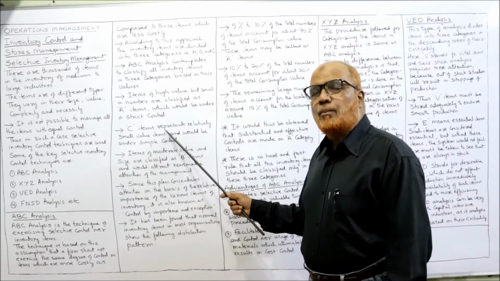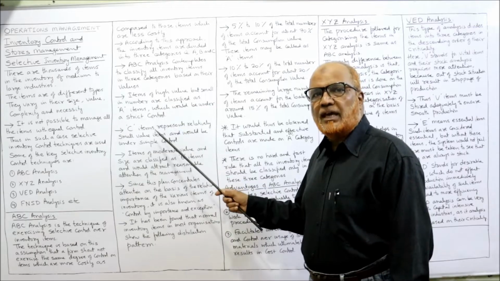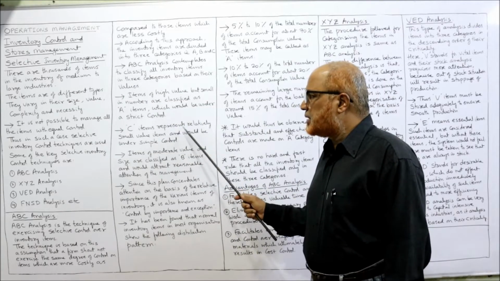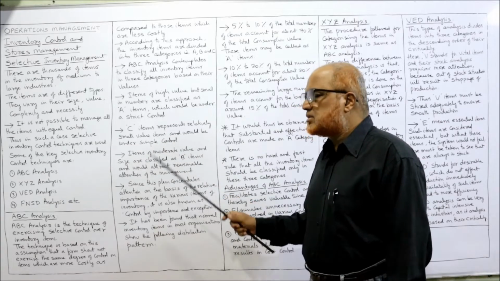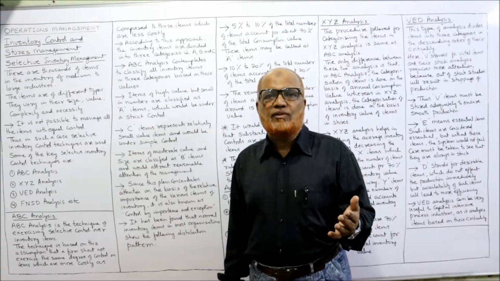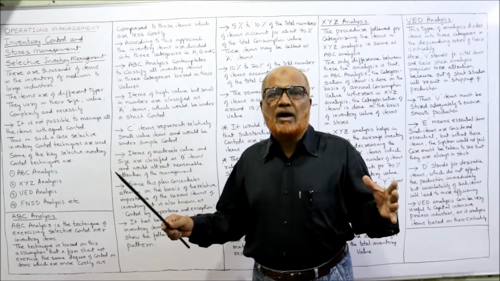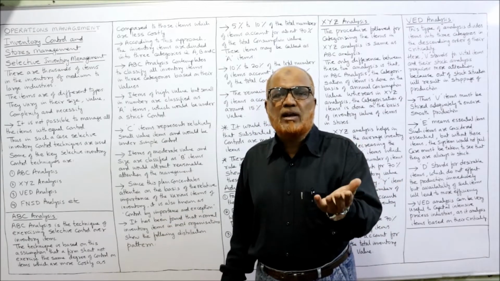Next, C category, the opposite. The opposite of A is the C category. C items represent relatively very small value items and would be under simple control. Opposite of A, a large number of items are there whose value is very less.